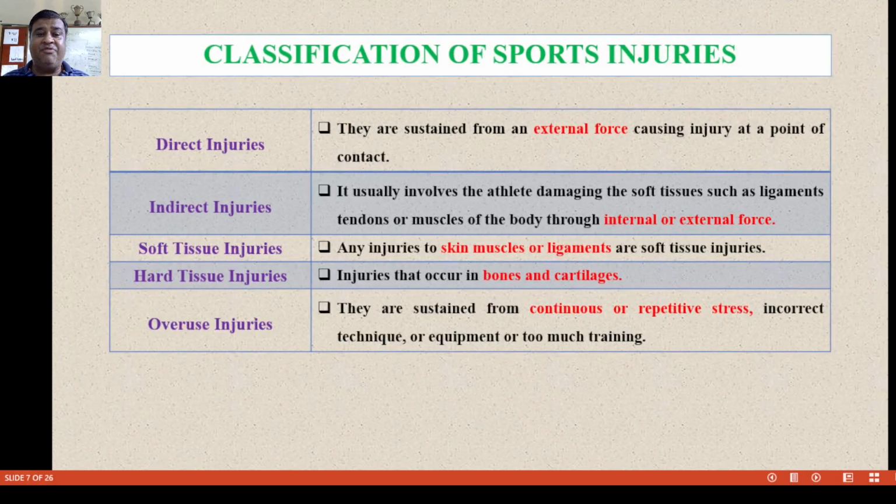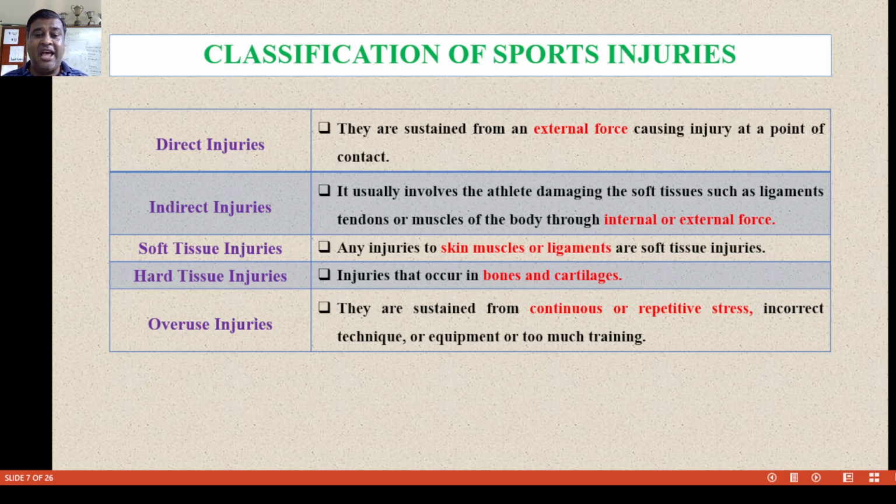Now classification of sports injuries: there are direct injuries, indirect injuries, soft tissue injuries, hard injuries and overuse injuries. Now what are direct injuries? They are external forces causing injuries at the point of contact. What are indirect injuries? They usually involve athletes or players damaging soft tissues such as ligaments, tendons or muscles of the body through some internal or external forces.